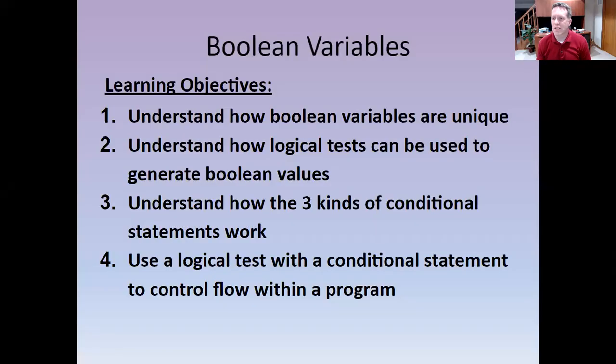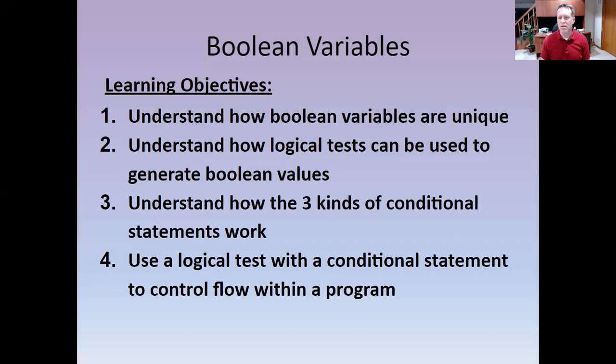All right, so here are our learning objectives for this video. Understand how Boolean variables are unique. Understand how a logical test can be used to generate Boolean variables. Understand how the three kinds of conditional statements work, and use a logical test with a conditional statement to control flow in a program. All right, so those are our four learning objectives. Just as a reminder, you know how to hit the pause button on this video. So if I'm going too fast, if you want to jot those down, hit pause, get those written down, and then go ahead and push play as we move on.